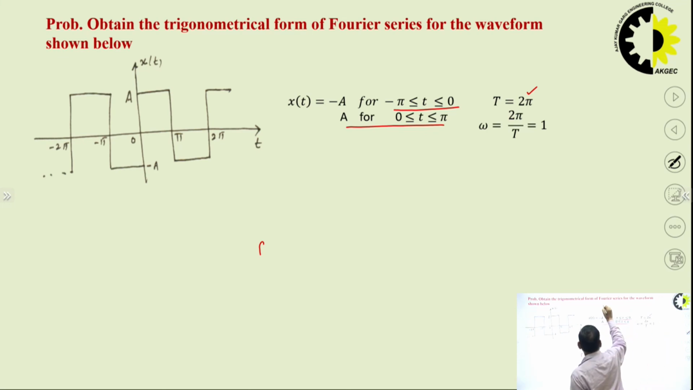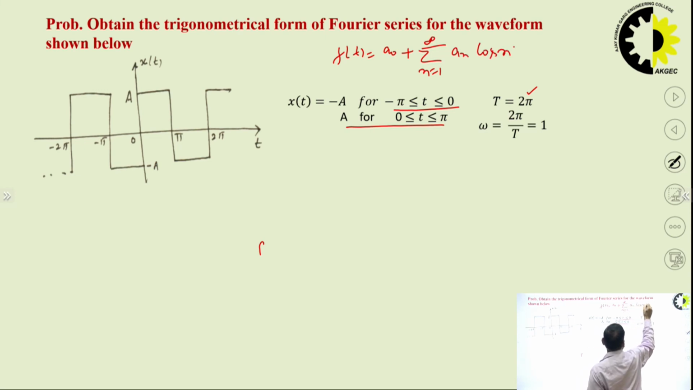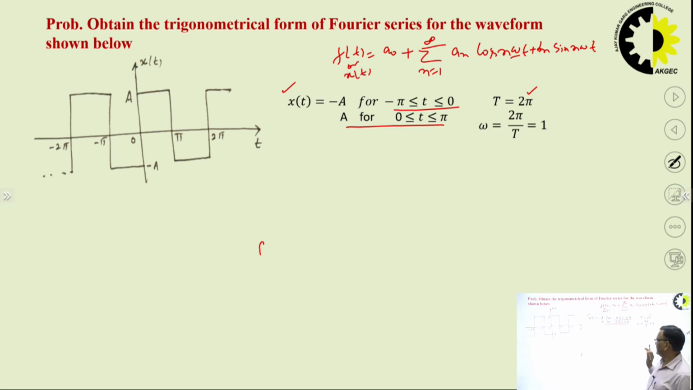Just look at this, suppose this is your trigonometrical form of Fourier series: summation n is equal to 1 to infinity of an cos n omega t plus bn sin n omega t. So this omega is required, and we can get it from the expression 2 pi by T. So from the given signal, first you have to write the expression for x(t), or you can say f(t), then find the value of omega. It is coming 1.